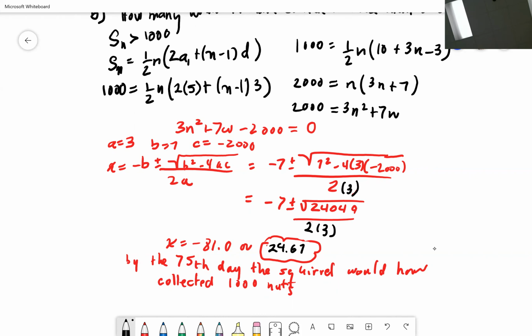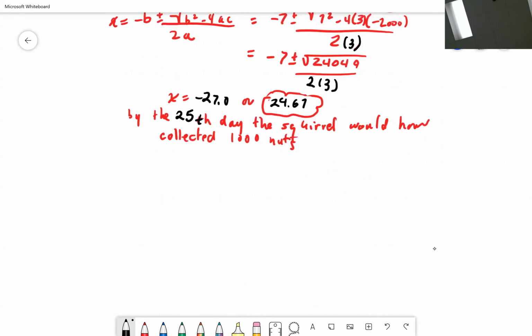negative 27.01. Well, it's positive for one thing. It's positive, and it makes sense. That's pretty much it. It's the only one that makes sense. So there we have it. Now let's take a look at number 9, the next question.